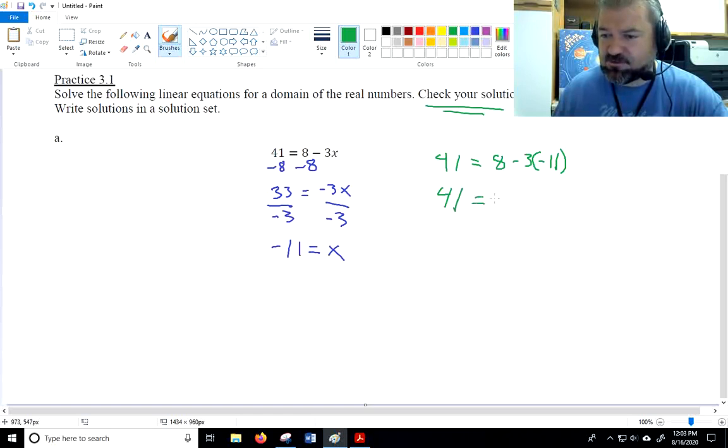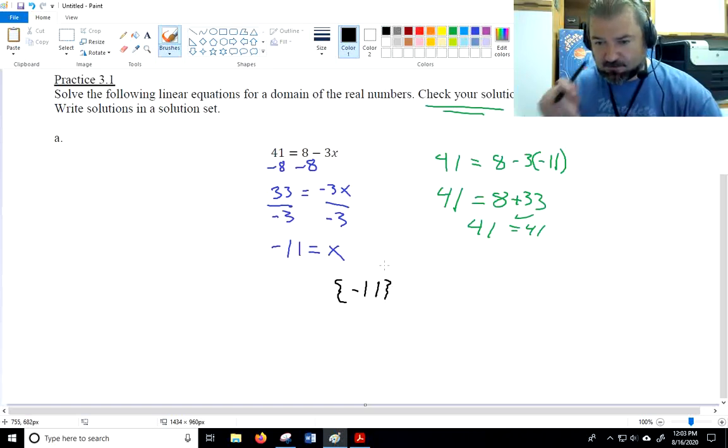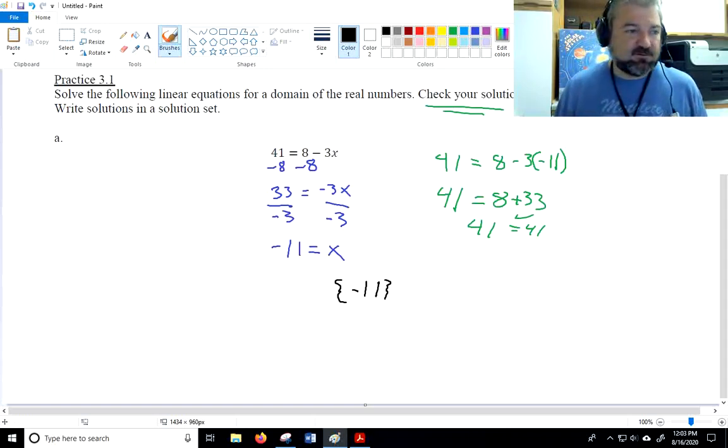Okay, so we have 41 is equal to 8. I have a -3 times a -11. So two negatives make it a positive, and that's going to show itself by becoming a plus 33. And then 8 plus 33 is 41. So it works. Let's put it in set notation. And we'll go on from there. All right. Next one.